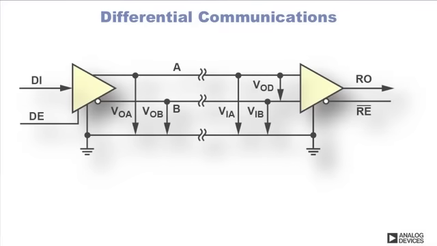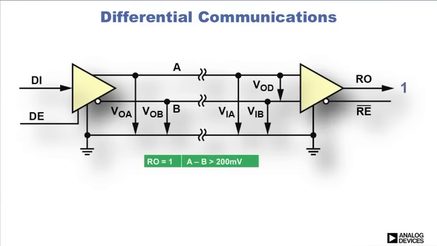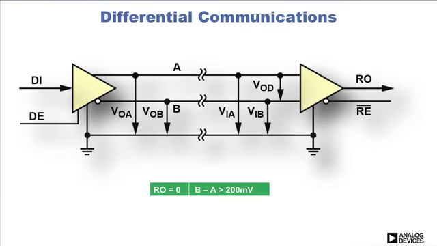RS-485 can communicate over long distances by using differential communication lines. This requires a dedicated pair of signal lines, A and B, to exchange information where the voltage on one line equals the inverse of the voltage on the other line. An RS-485 receiver connected onto the bus will output a 1 when line A is 200 mV greater than B. Similarly, the receiver will output a 0 when line B is 200 mV greater than A.